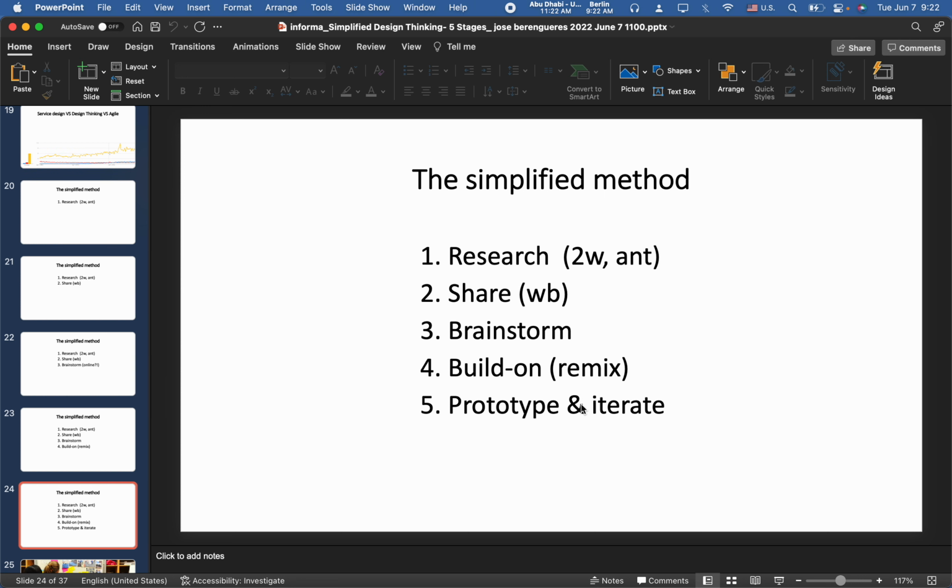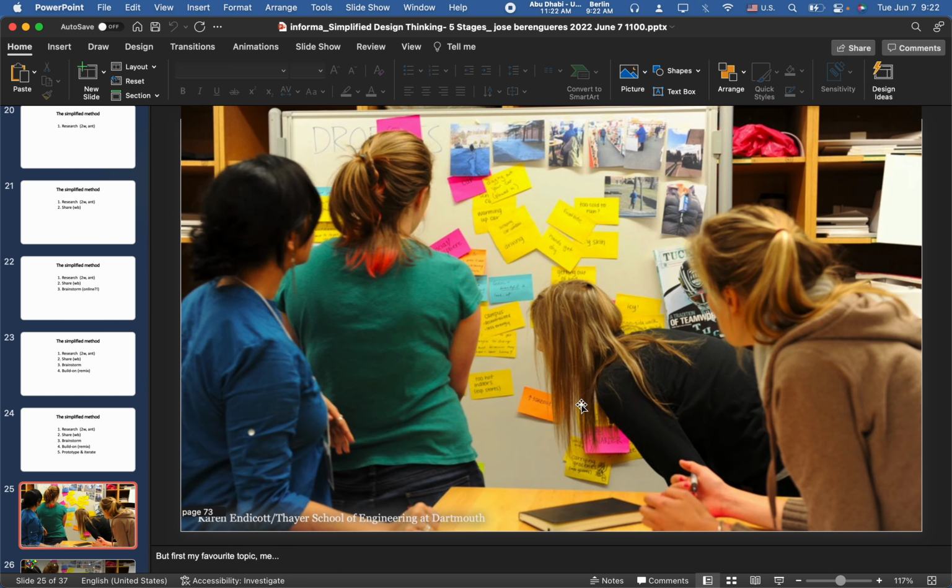The fifth phase is about prototyping, creating a small prototype. But let's not talk about it, let's show it. So here you have a group of students from Dartmouth Engineering. And if I ask you what phase do you think this one is, I would say it's number two. So the students went outside, they took pictures, they researched the topics, and they came back, they posted the pictures on the whiteboard, and here you have some post-its.